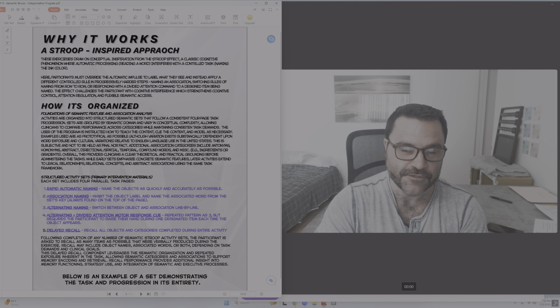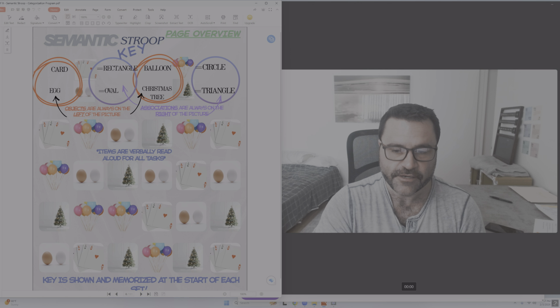So here's an example. On the left of every set that I show, there's always going to be objects or some picture that is represented with the object. And here's the card, an egg, a balloon, and a Christmas tree. Very straightforward. Now the second part is the association. I usually do not tell the patients what this is. They just have to infer it, but it starts easy.